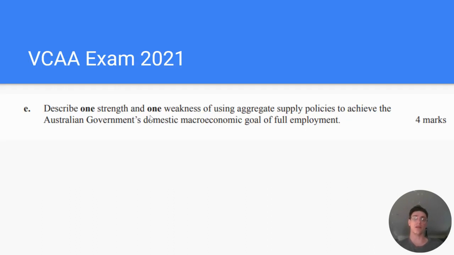Okay, here's a question from last year's exam, in fact. And you'll notice that it says describe one strength and one weakness. Now, that's just the same as saying evaluate. We could literally change that to evaluate and still have the same question answered the same way.